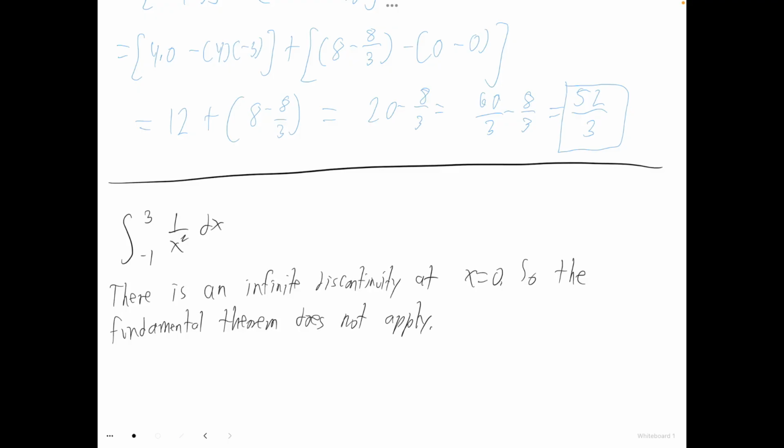Okay, so you have to have a function that's continuous on the entire interval. And so if I wanted to do from, say, 1 to 3 instead of negative 1 to 3, this would be totally fine. And we just take the antiderivative, so we get x to the negative 1 over negative 1 from 1 to 3, and plug things in, so we'd get negative 1/3 plus 1 over 1, so we just get 2/3. And so that would end up being totally fine.